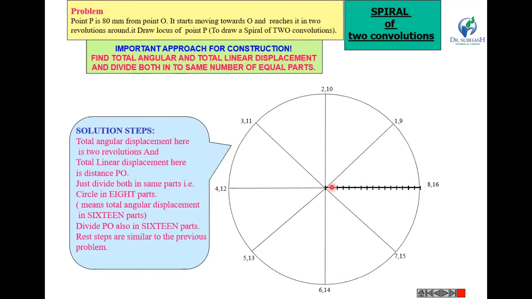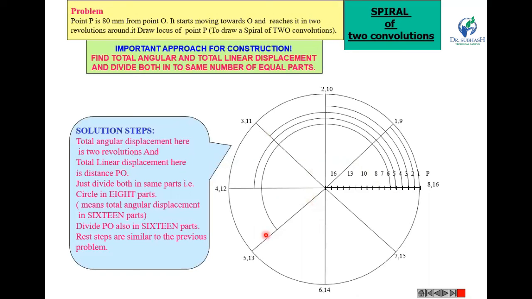It completes this distance in 2 convolutions. So again 9, 10, 11, 12, 13, 14, 15, and 16. Divide this line into 16 divisions. Initially point P will be here. So 1, 2, 3 to 16. The remaining steps remain the same as earlier. With O as the center and radius equal to O1, draw an arc. You will get the point P1 here. Similarly, with O2 radius and O as center, draw an arc. Similarly O3, and you will find the different points.